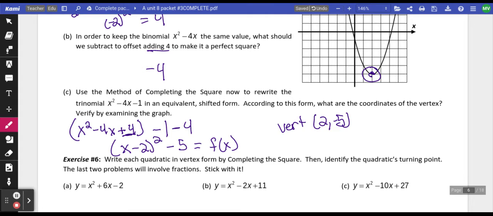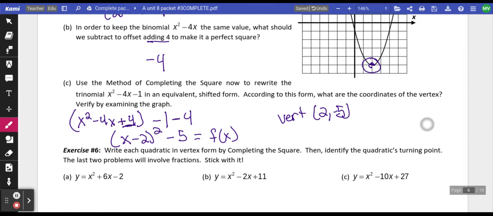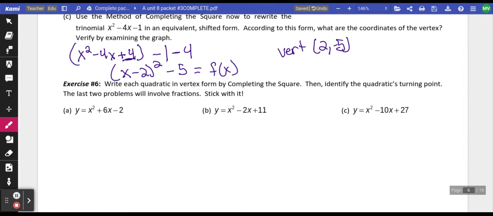Okay, so now let's do some more examples of this. Write each quadratic in vertex form by completing the square. Then identify the vertex. So here we go. Again, I'm going to group it as y equals x squared plus 6x plus something minus 2 minus something. These somethings are the same.